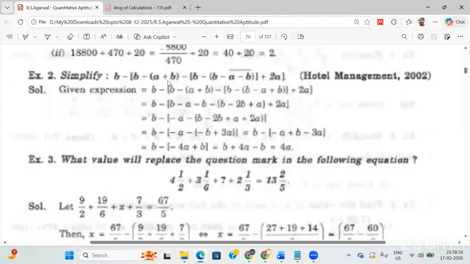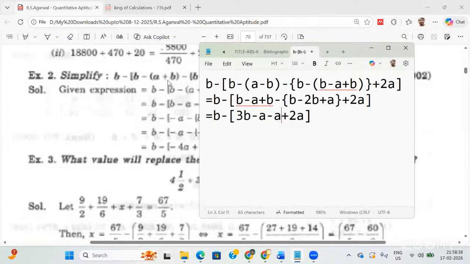Oh, right. It is plus, na? Yes, yes, sir. Sorry. Then our calculation is wrong. It is plus, then it becomes minus, na? Okay. Yes, sir. Then there is a change in calculation.